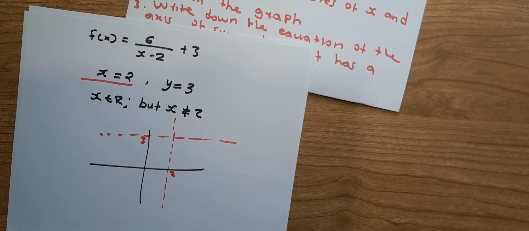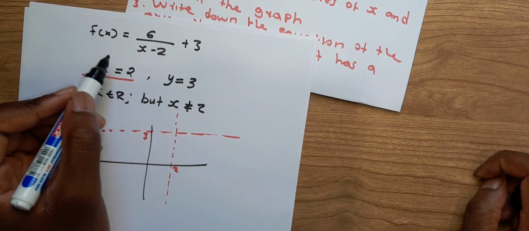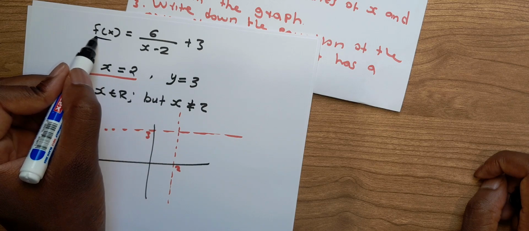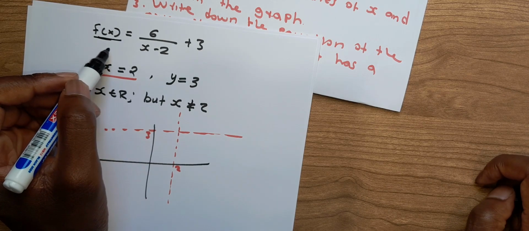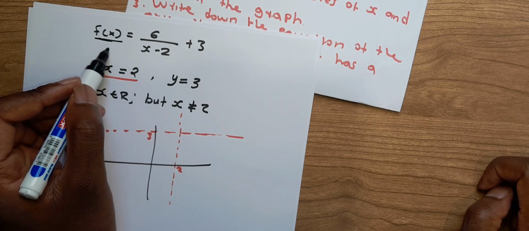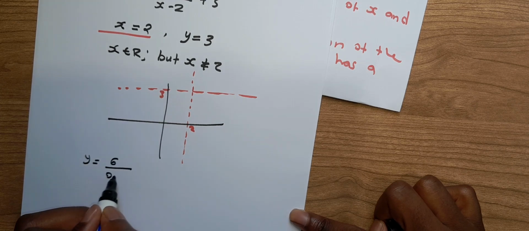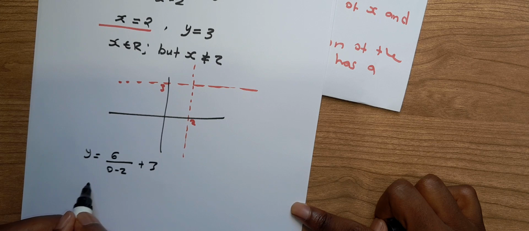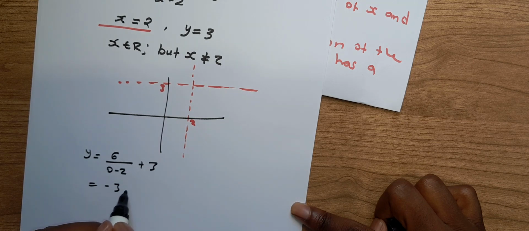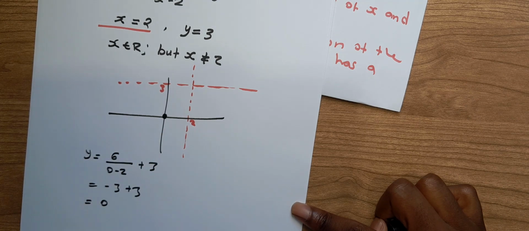Okay, so what do we need to know now? We need to find the y value, or the y-intercept. How do we find the y-intercept? The y-intercept is when x equals 0, right? So this is going to be negative 3 plus 3. So the y-intercept is at 0. So the y-intercept is here at 0, right?